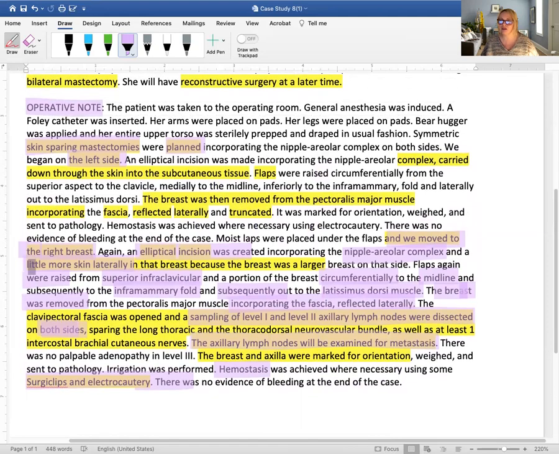So I can now come back and summarize, what did I highlight? I highlighted that we looked at the right breast, which is correct. The details, which may not be necessary for all of my coding, but what is necessary is to say that the details were that the breast was removed, it was separated from the pectoralis major muscle. It did include the fascia, and it also included the lymph nodes.